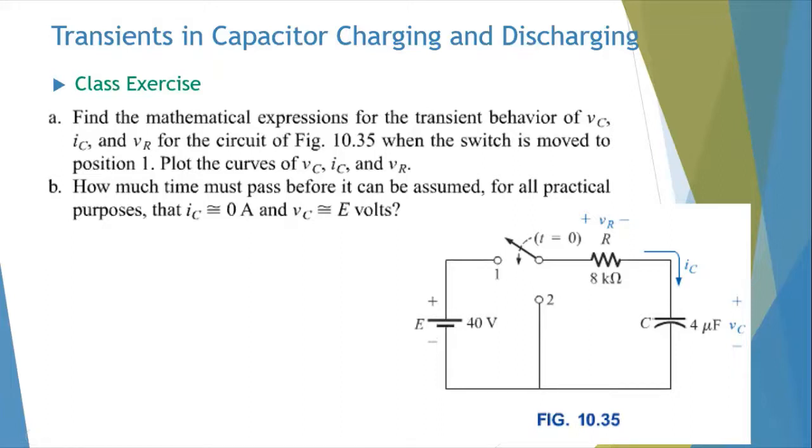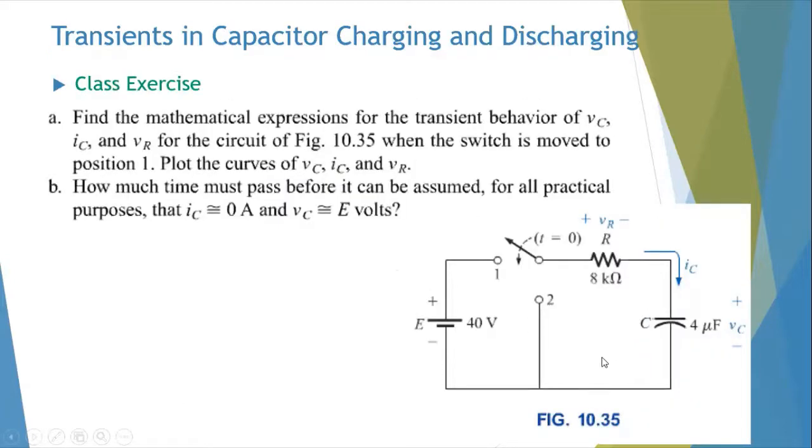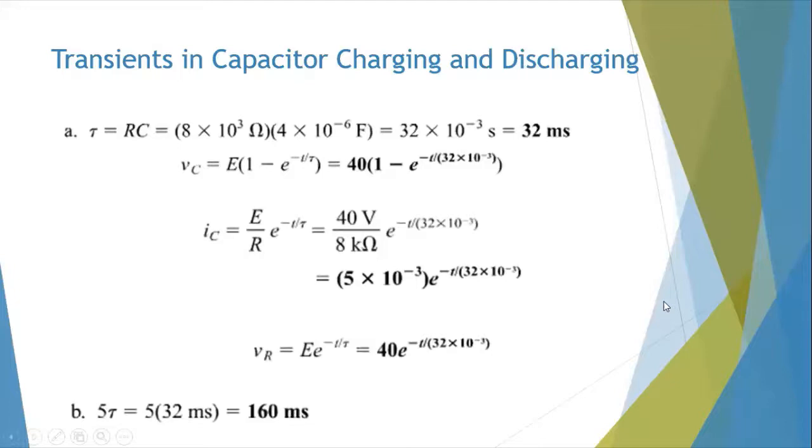In a way, we are saying after how much time can we assume the capacitor is fully charged? That's what we are meaning by this. So we say this is 5 time constants for practical purposes. So just 5 times 32, we get 160. Again, the time constant is equal to RC. Just always remember this.